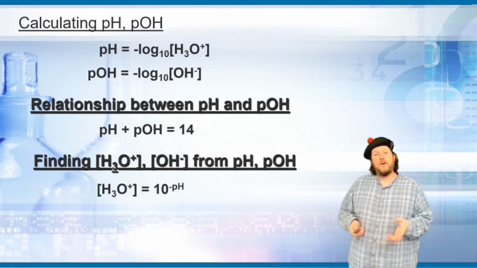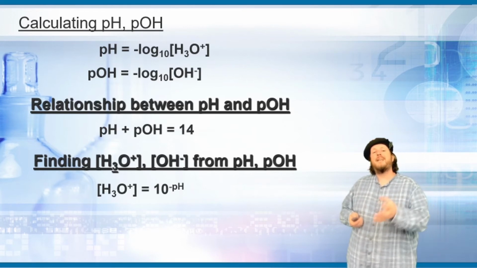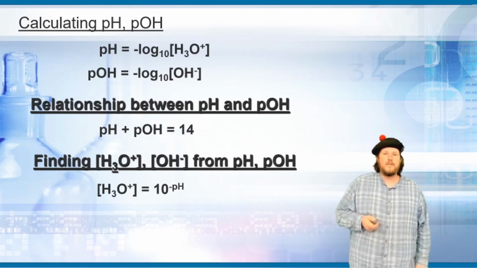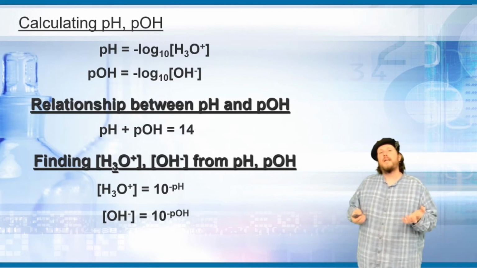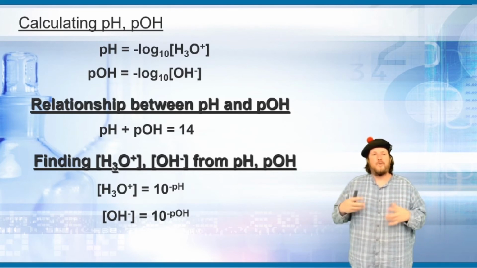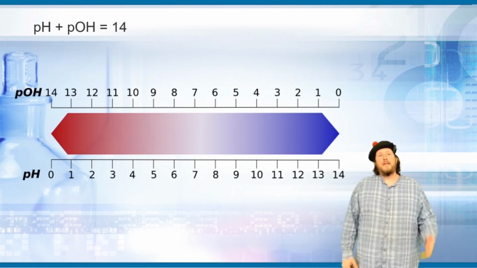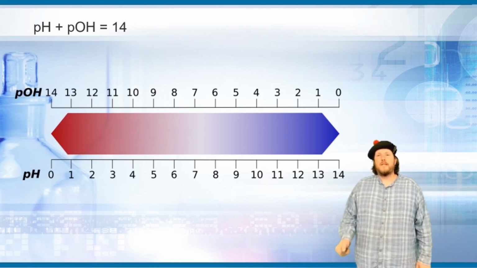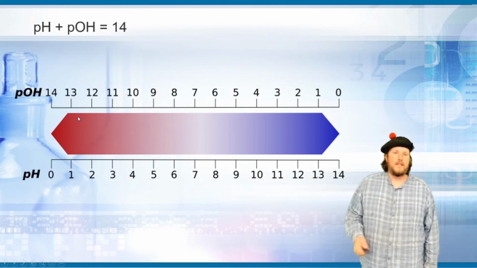So to find the H3O+ concentration, you can take 10 to the negative pH, which will give you the hydronium ion concentration, and the hydroxide concentration is 10 to the negative pOH. With all of these equations, you should be able to convert back and forth between all of these. So pH plus pOH is always equal to 14. If pOH is 1, pH is 13. If pOH is 9, pH is 5. If pH is 2, pOH is 12.